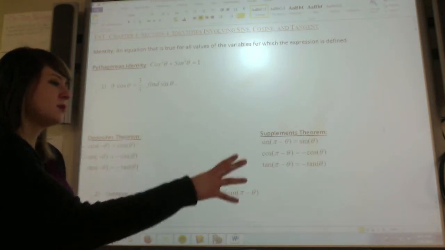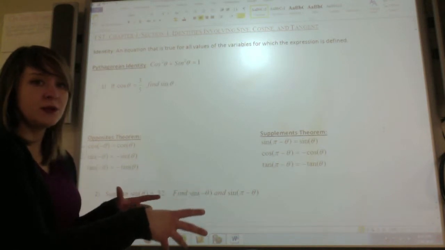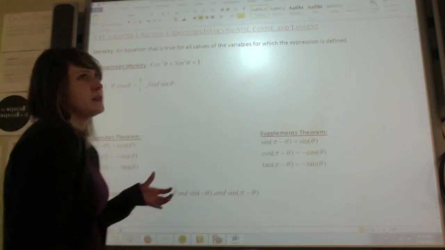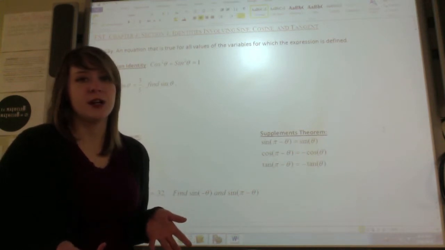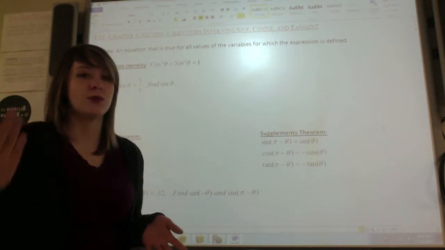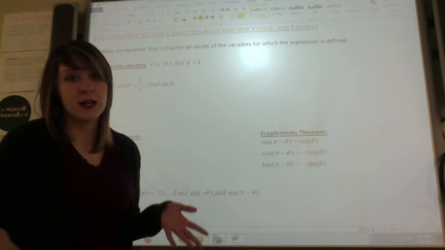Basically, when you have two things that are equal and they're always equal, that's considered an identity. For example, one that we've talked about recently would be conversion rates, like 1 foot equals 12 inches. That's always true. That's an identity.